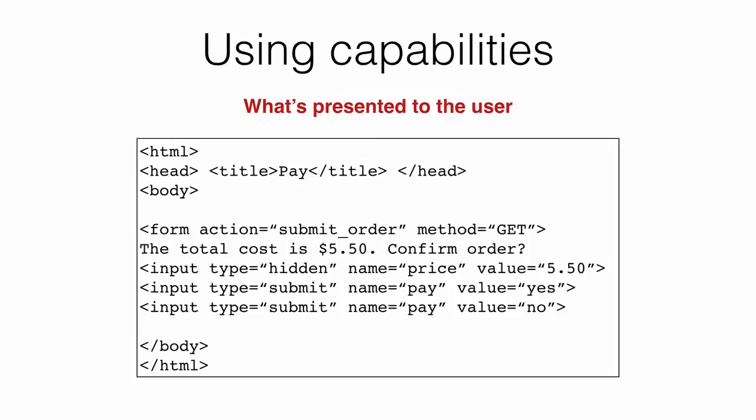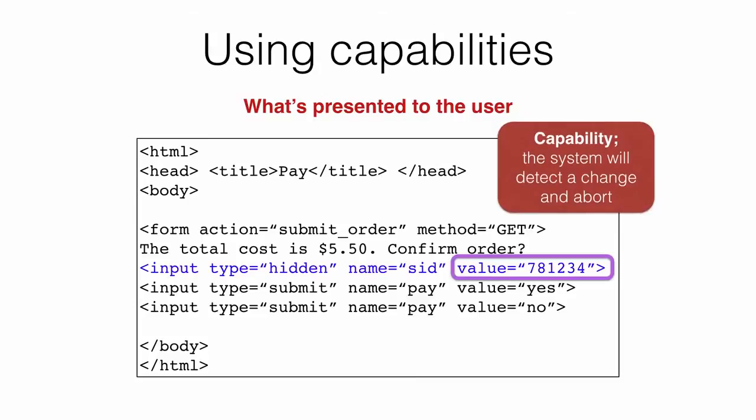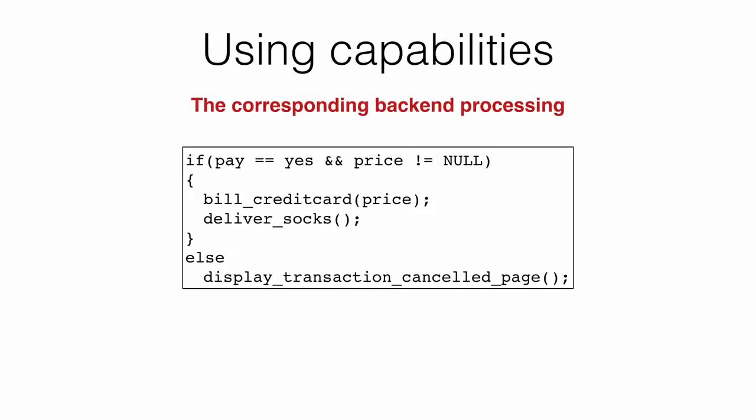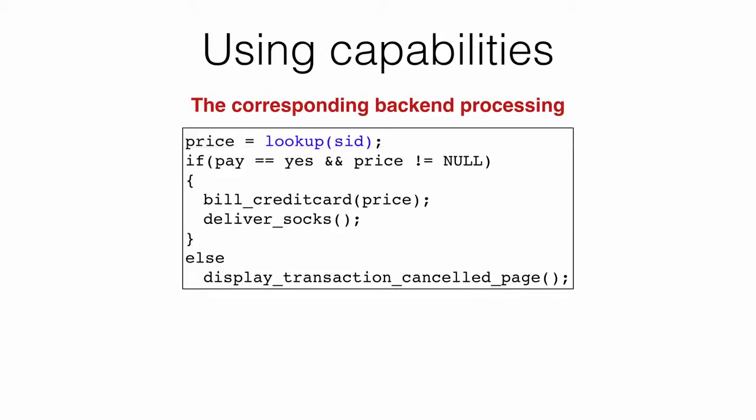So here's what the page looked like before. Here's how we might change it to use capabilities instead. So now the name is SID for capability, and the value is a random number. On the server side, we will modify the code to look up the SID to find the price, and only if the SID is legal will the price be present, in which case we'll bill the credit card. If it's not there, then we'll go to the else case and cancel the transaction.